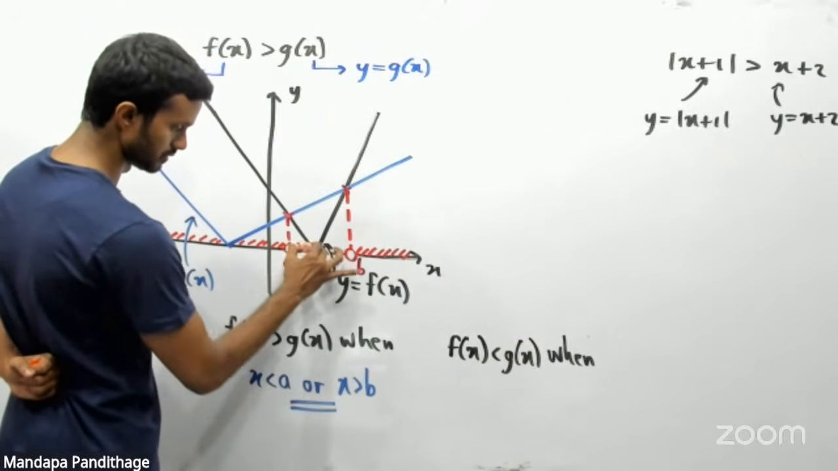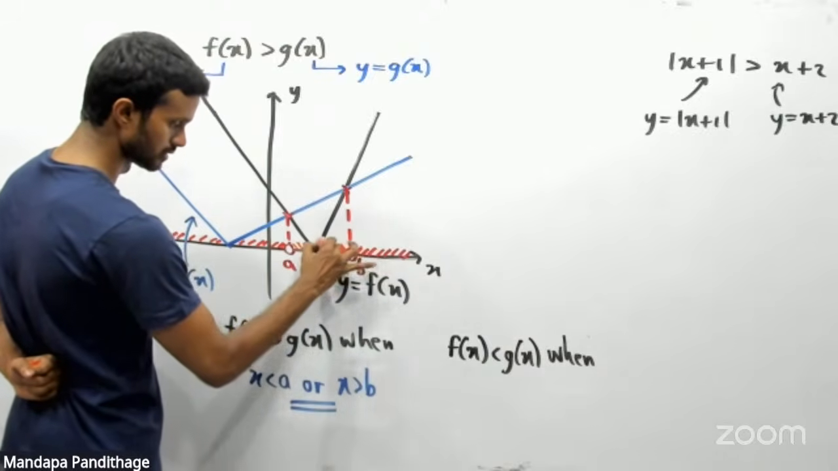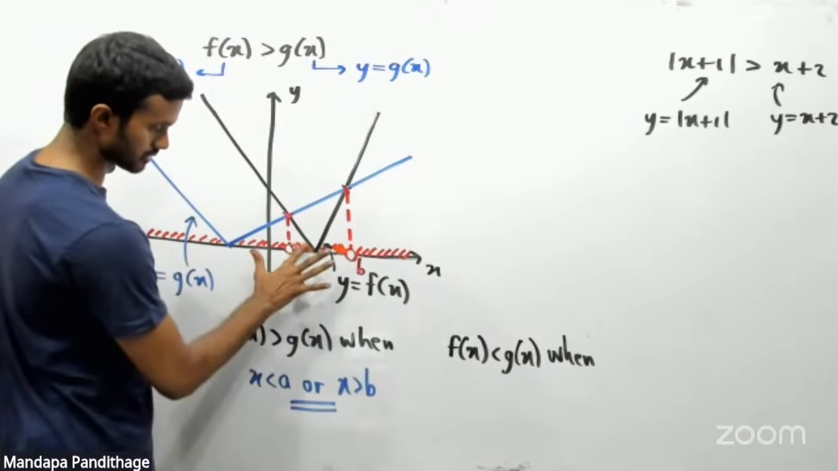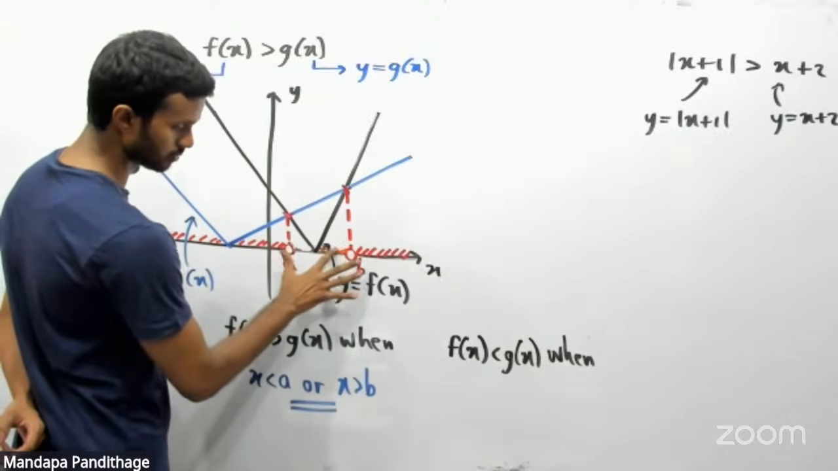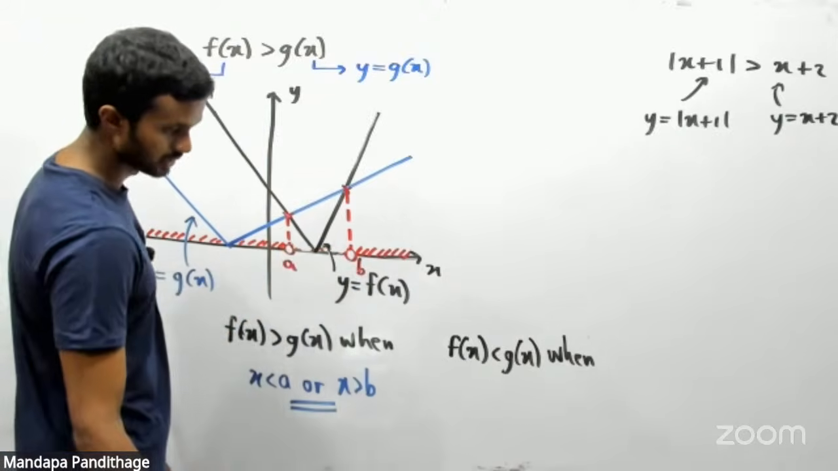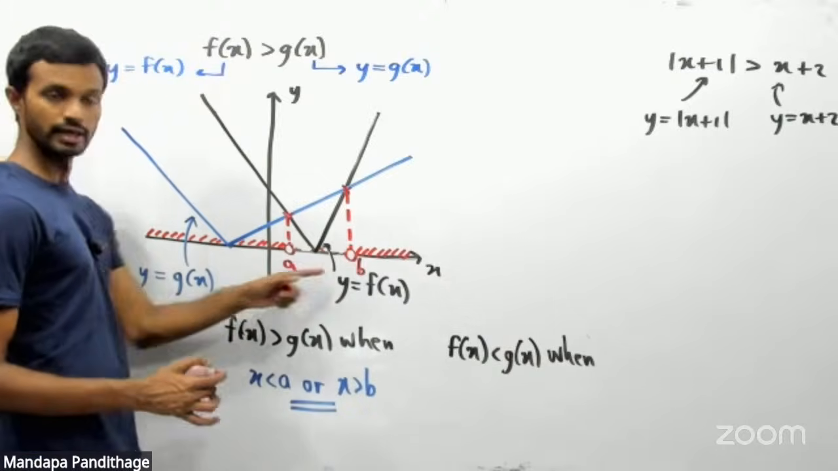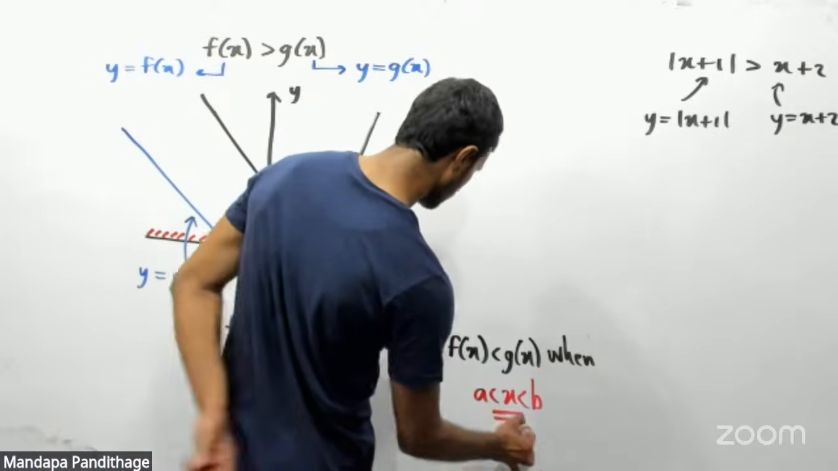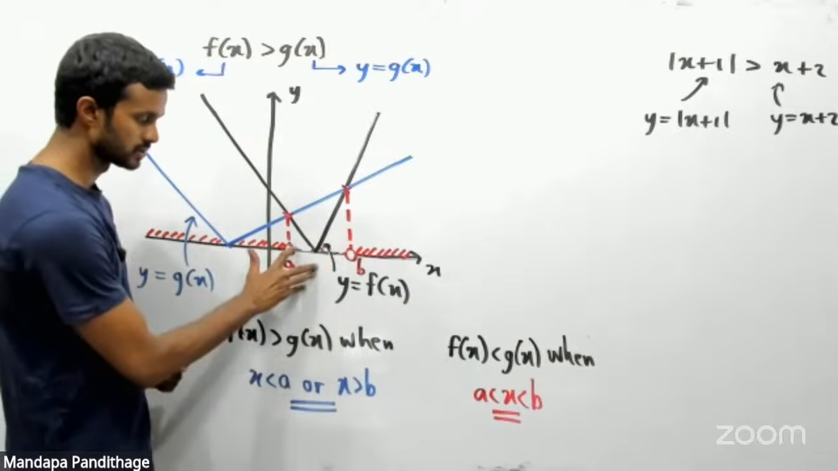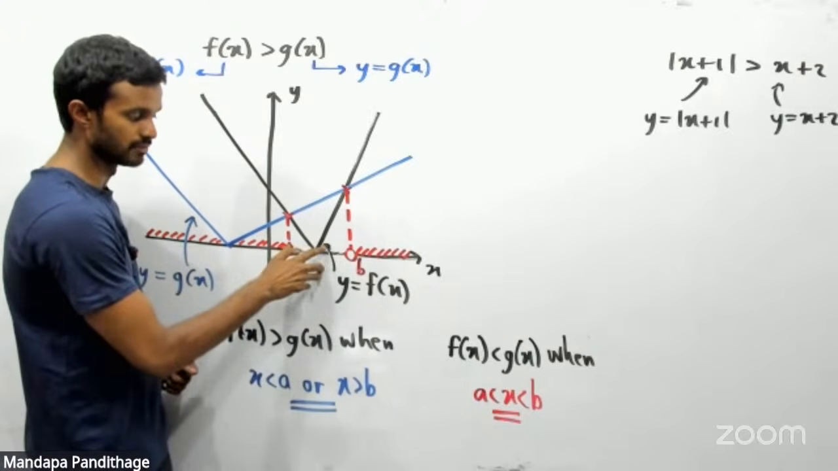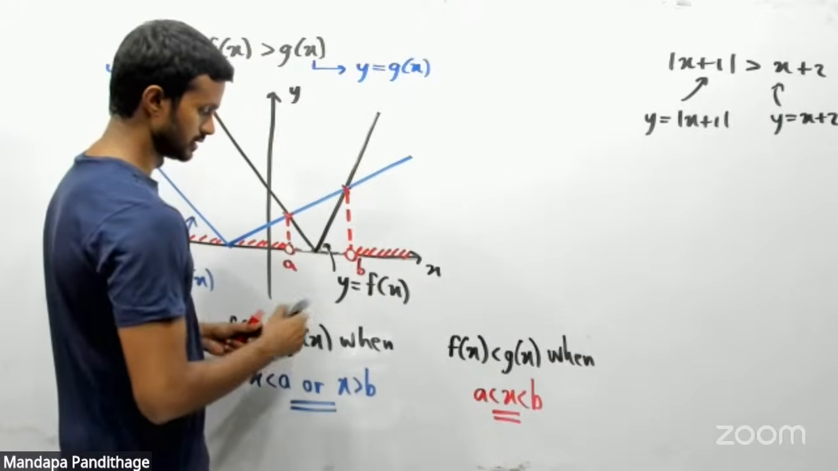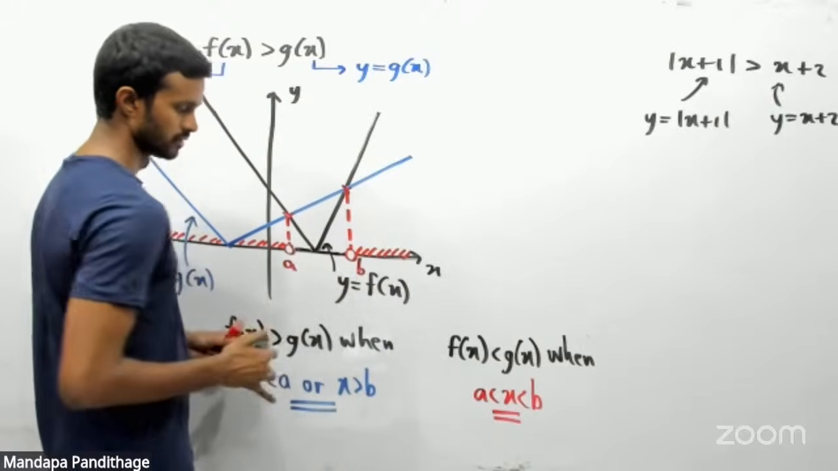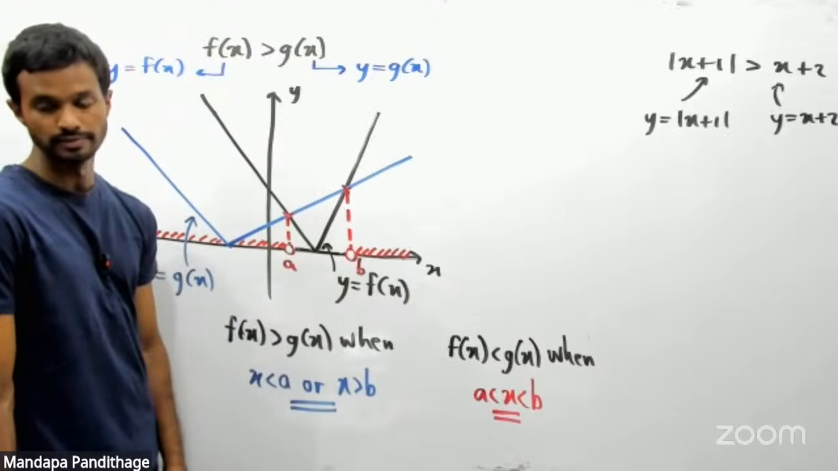I'll just color this in the opposite way. In this region, it's clear gx is greater. So then how to write it? I'll just erase this, because if not, it's unclear. You might be thinking the entire x-axis has been colored. So here, gx is greater than fx in between a and b, when x is greater than a but less than b.